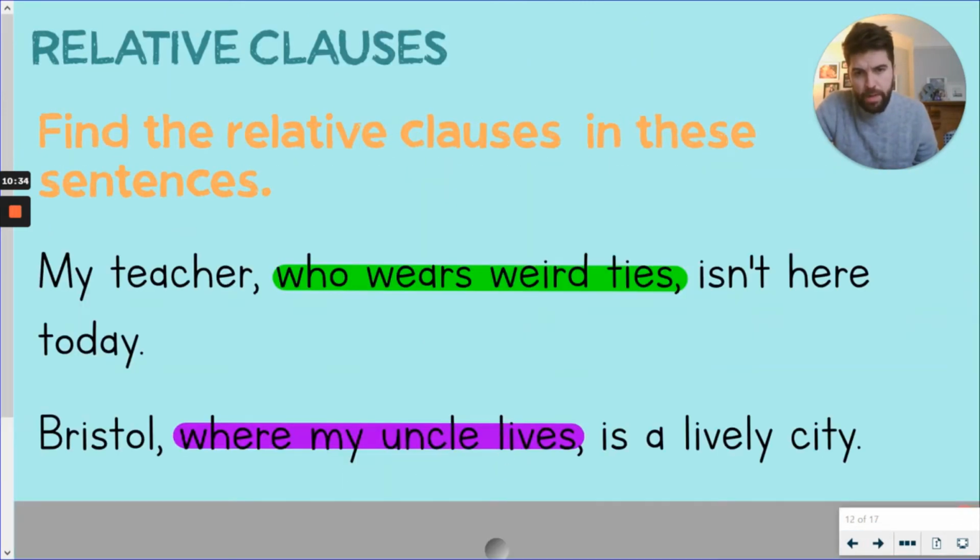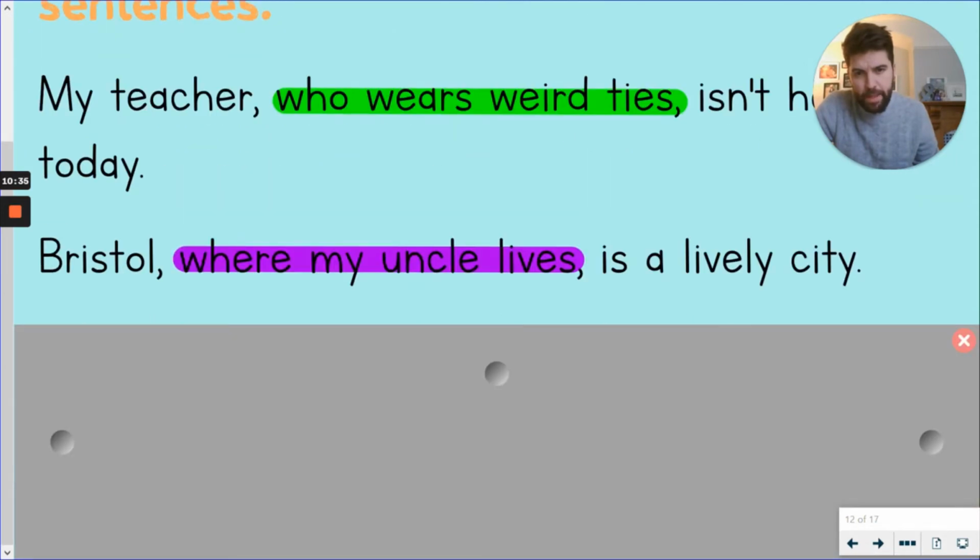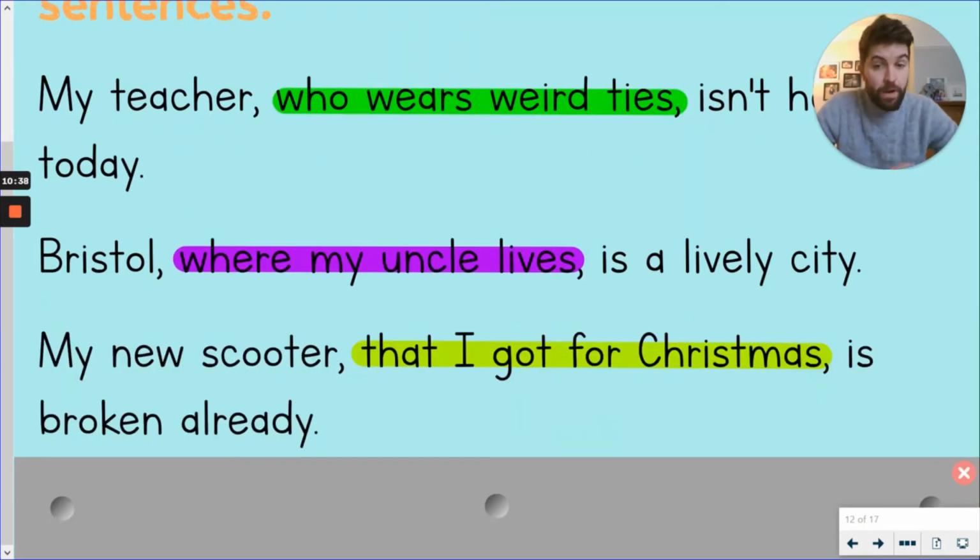Sorry, I didn't do the third one. Let's just go back and finish that third one there. My new scooter that I got for Christmas is broken already. So the main clause is my new scooter is broken already, and I've stuck in the relative clause that I got for Christmas. That's gone into the middle there, and it uses the relative pronoun. That I got for Christmas is the relative clause.